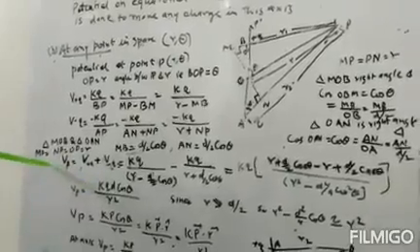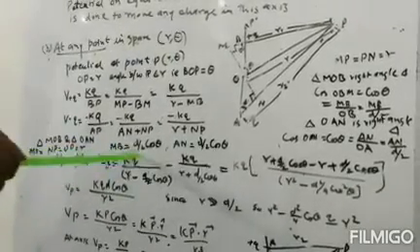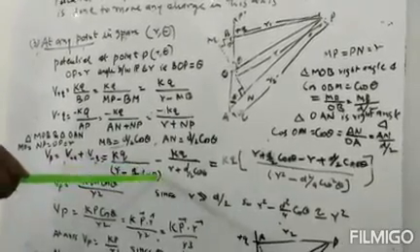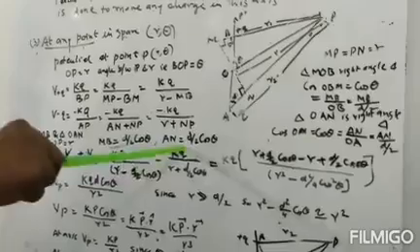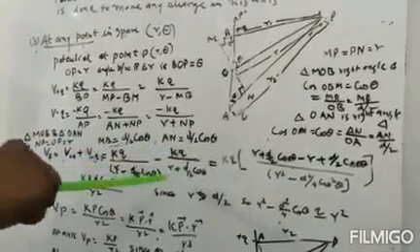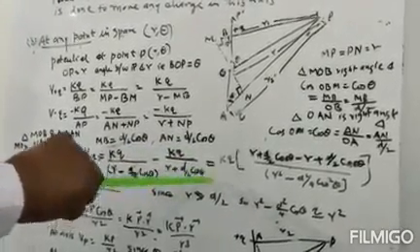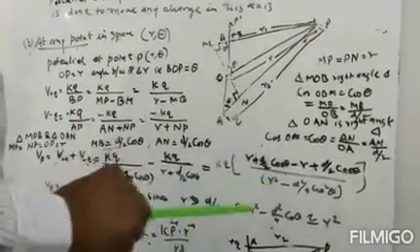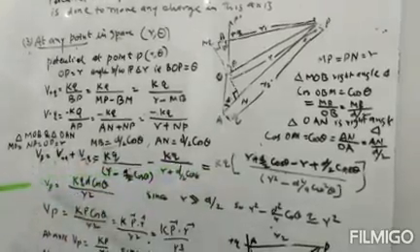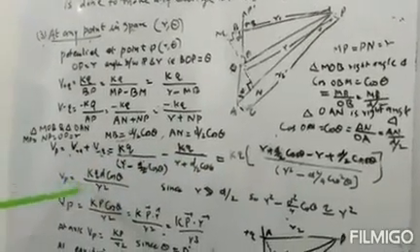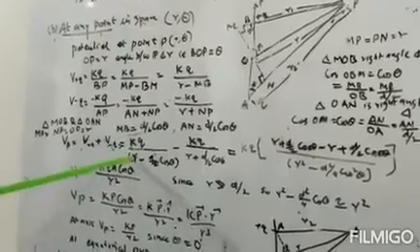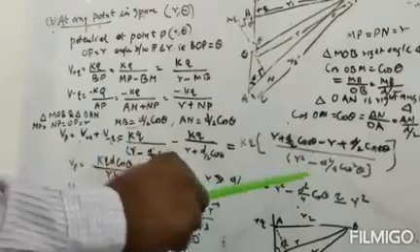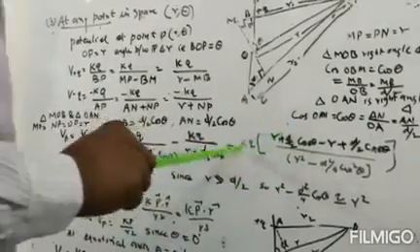will be the total potential at P, which will be equal to KQ over R minus d by 2 cos theta, minus KQ over R plus d by 2 cos theta. We take the LCM. Then this VP will be equal to KQ d cos theta over R square minus d square by 4. We have taken KQ common.